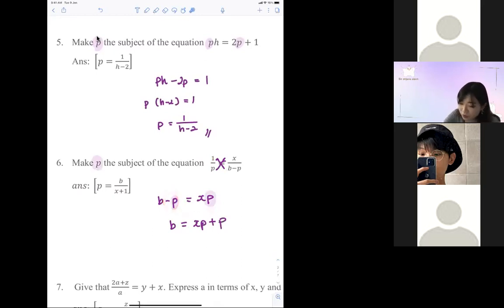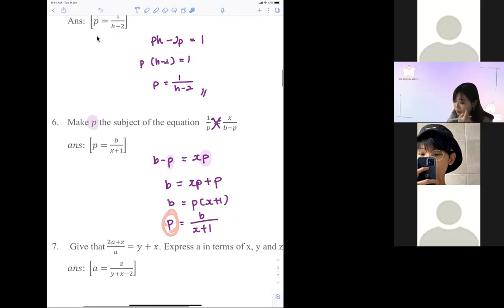Then once all my subject is one side, we can factorize out the subject and then just bring over. So this one times bring over divide. Okay, so the last step is always just to bring the bracket over. While you bring over, make sure that subject is on the left side.